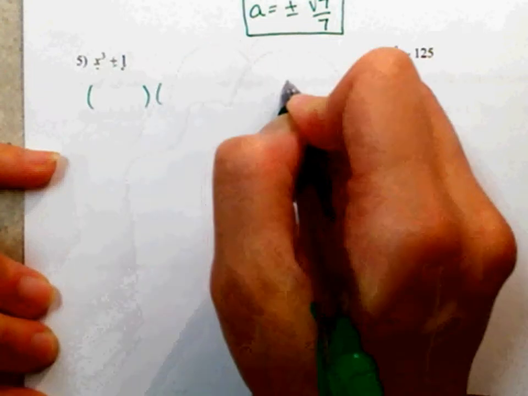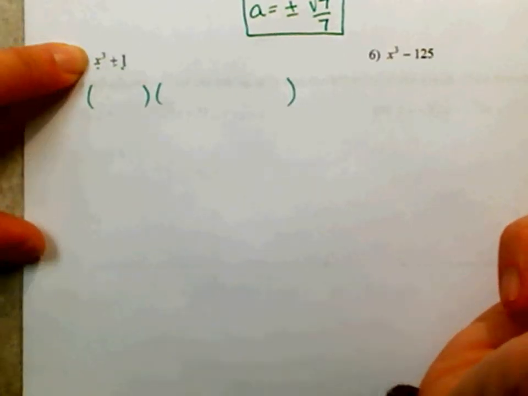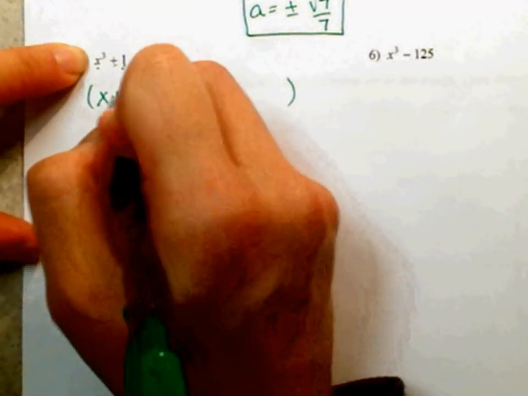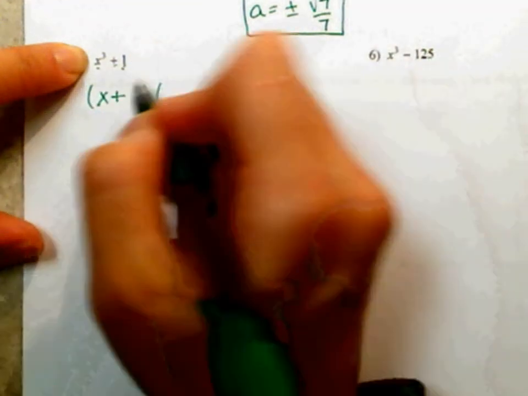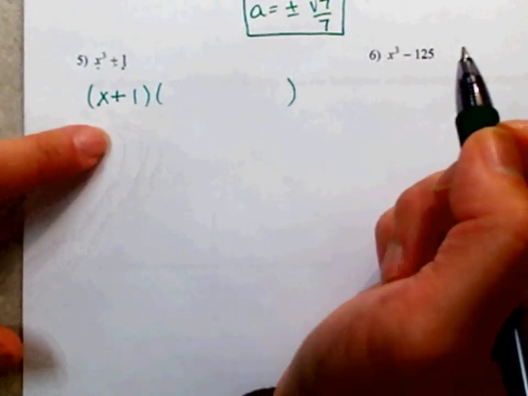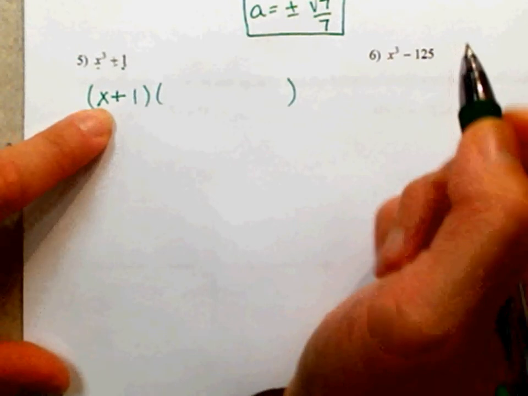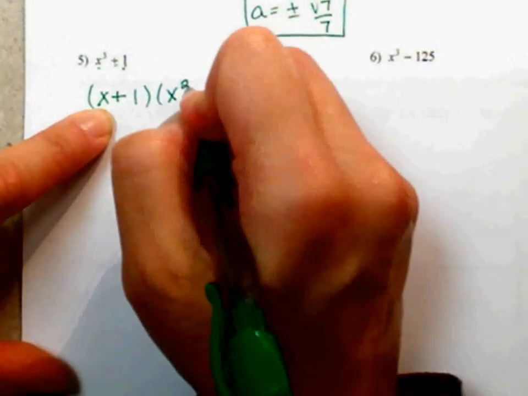The second one bigger than the first. Take a cube root of x to the third, which is x. Keep your sign. Cube root of 1 is 1. You have your primary. Now, take this, and we're going to fill it in this part. Square your first term, x squared. Change your sign.